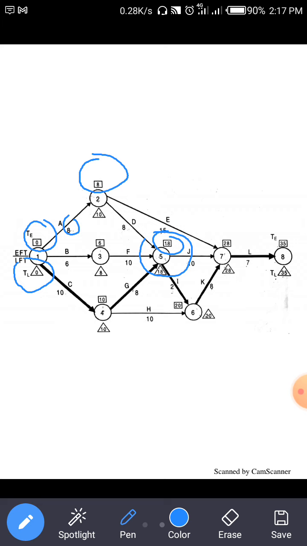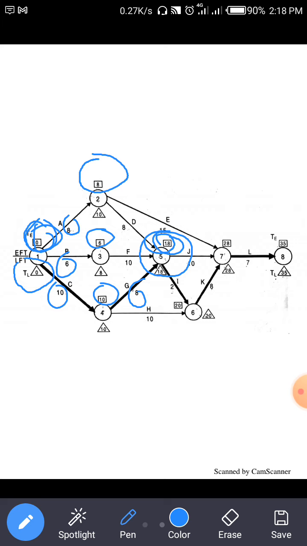So here first we find out the T value. For node 3, 0 plus 6 is 6. Then 0 plus 10 is equal to 10 for the 1 to 4 arrow. Similarly, 10 plus 8 is 18, 6 plus 10 is 16, and 8 plus 8 is 16. So from these three values, 2 to 5, 3 to 5 and 4 to 5, the maximum value we got is 18. So right here, 18.